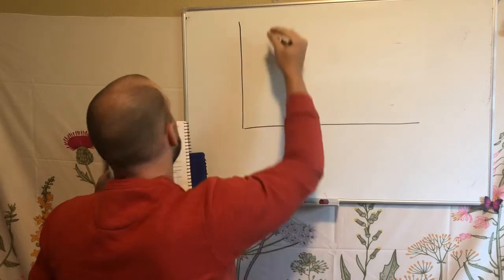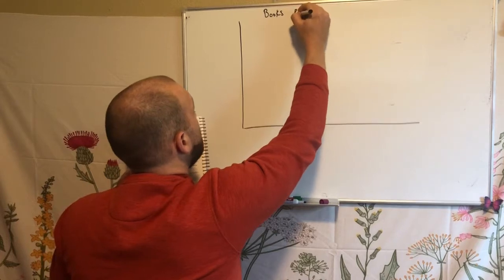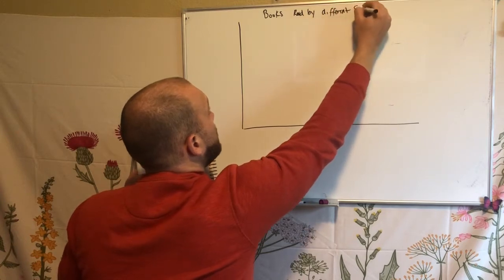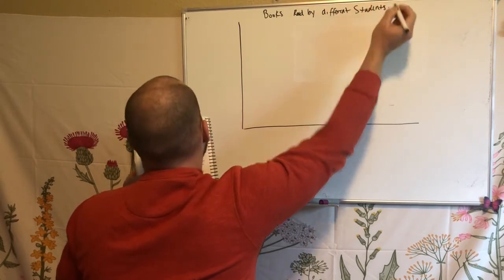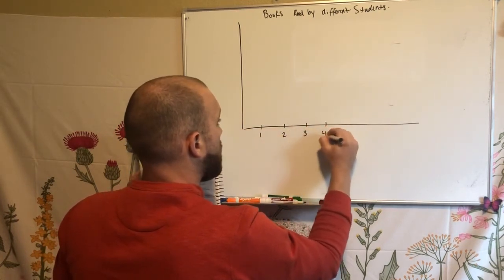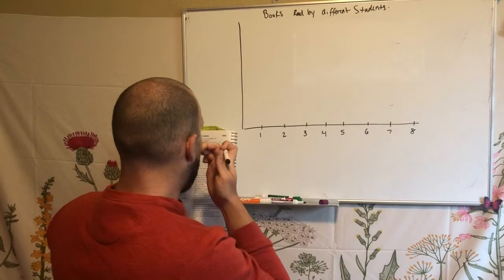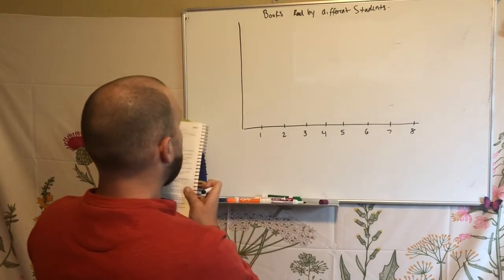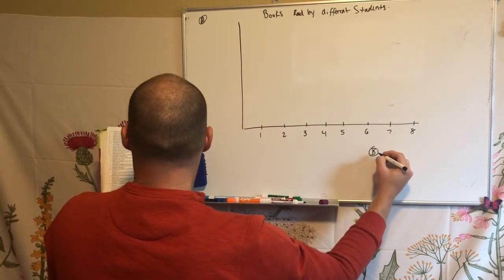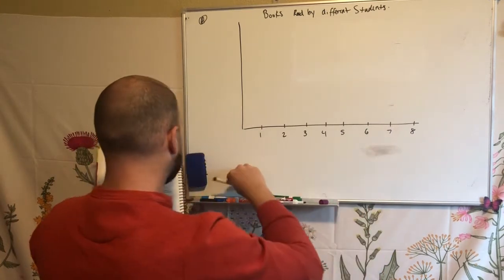So this is called books read by different students. 1, 2, 3, 4, 5, 6, 7, 8. This is for A. And I'll do B over here. Visits to a doctor last year. Actually, we'll come back to that one.